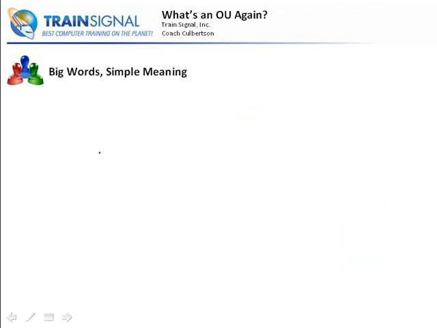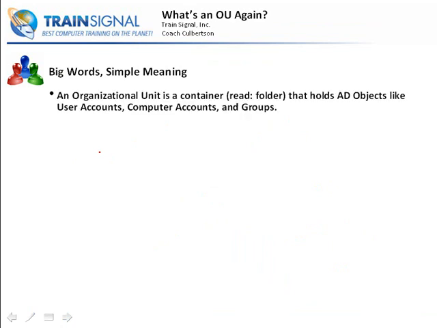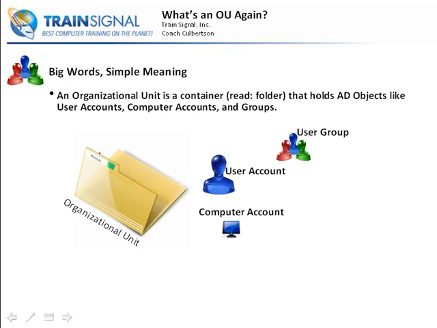Let's start talking about the first kind of object we're going to be creating, which is an OU, also known as an organizational unit. It's really a pretty simple concept. If you want to think about it, it's a container or just a folder that holds AD objects like user accounts, computer accounts, groups, the basic core stuff of Active Directory. So it's all going to go live somewhere. It all has to live basically in an OU.